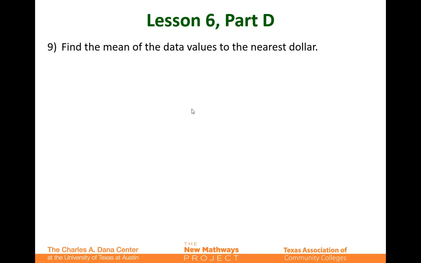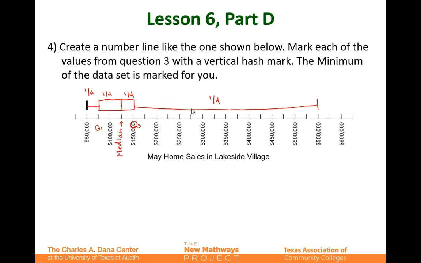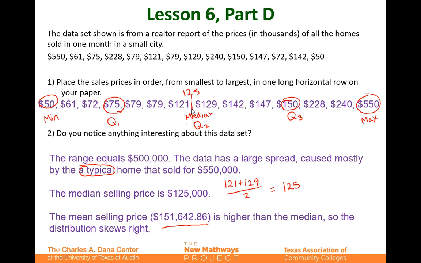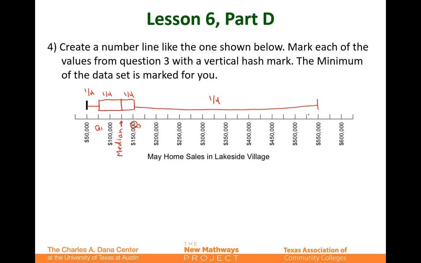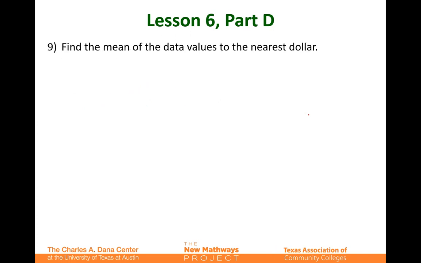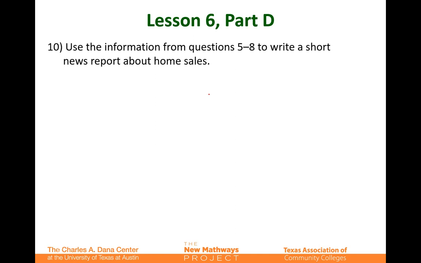It says find the mean of the data values to the nearest dollar. So we're going to have to go back and look at those data values. They did the mean for us. They added them all up. It was 151, I'm going to round that to 643. $151,643.